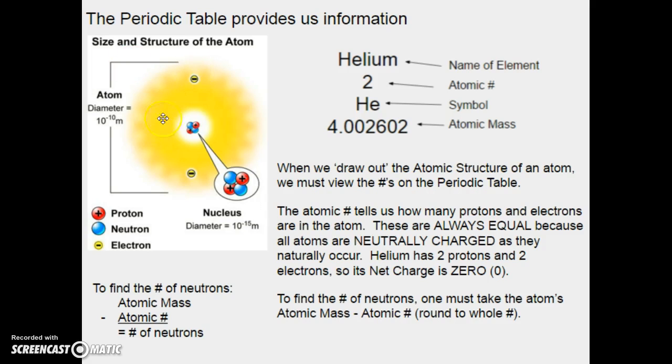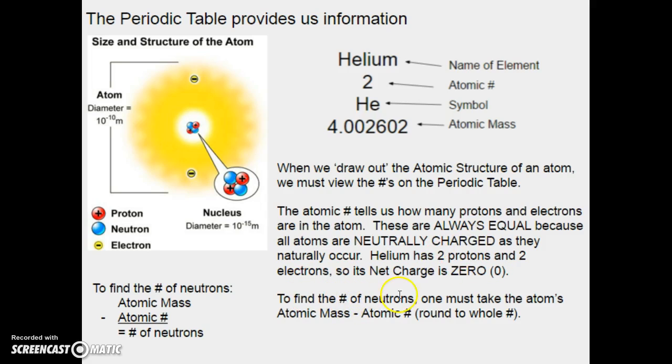So if we look at helium here, the periodic table provides us information. And here's that same concept that we just looked at. When we draw out atomic structures of an atom, we must view the numbers on the periodic table. We said its atomic number is 2. It tells us how many protons and electrons are in the atom. It tells us we have both 2 protons and 2 electrons. These are always equal because all atoms are neutrally charged as they naturally occur. Helium has 2 positively charged objects and 2 negatively charged materials within it. So 2 pluses plus 2 minuses tell me that it has a net charge of 0. The pluses and the minuses cancel out.